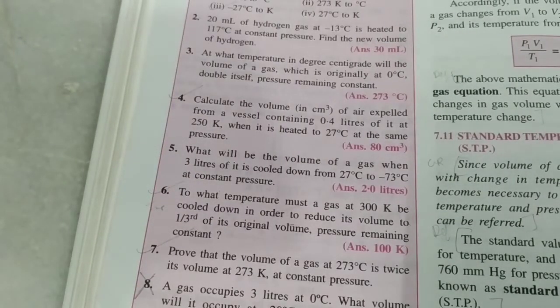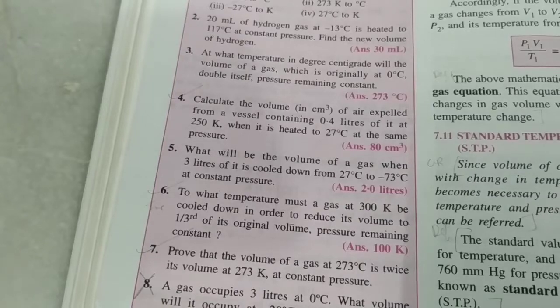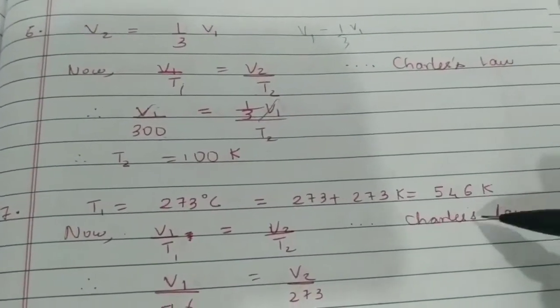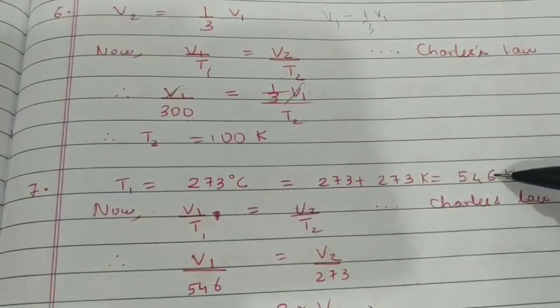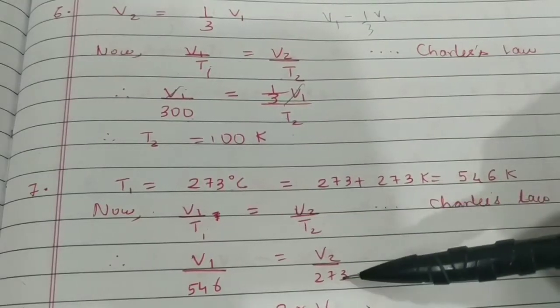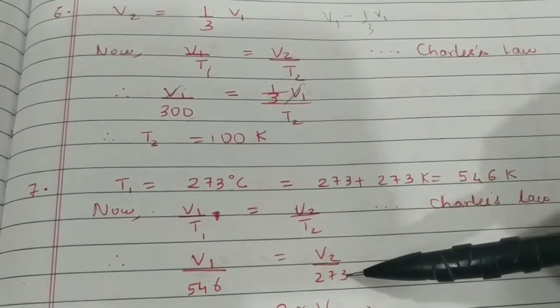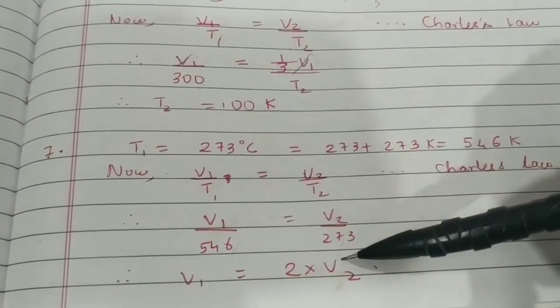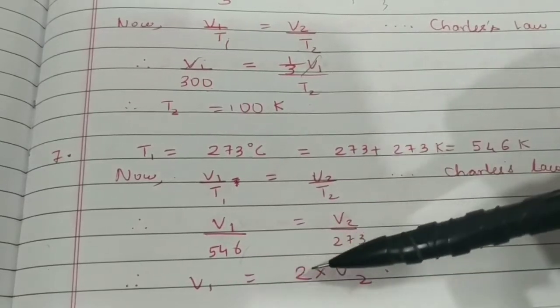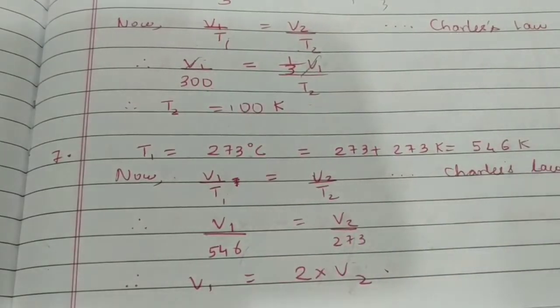If they would have given the question in degrees Celsius, then we would have to convert our final temperature in degrees Celsius. Now the seventh one: prove that the volume of a gas at 273 degrees Celsius is twice its volume at 273 Kelvin at constant pressure. Constant pressure means it is Charles' law. They've given the initial temperature as 273 degrees Celsius, so we have to convert it into Kelvin. Final temperature is 273 Kelvin, which would have been 0 degrees Celsius. The values of V1 and V2 are not given, but if we cross multiply, we realize that volume 1 is indeed twice volume 2, and that's what they had asked us to prove.